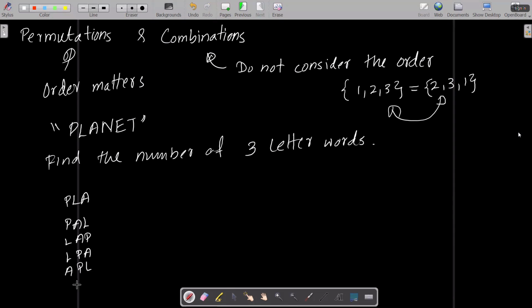A, P, L and A, L, P. And we have 6 different possibilities here. And we can take another 3 letters, and we have another 6 different permutations there.